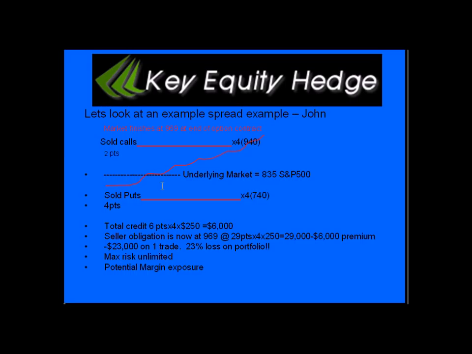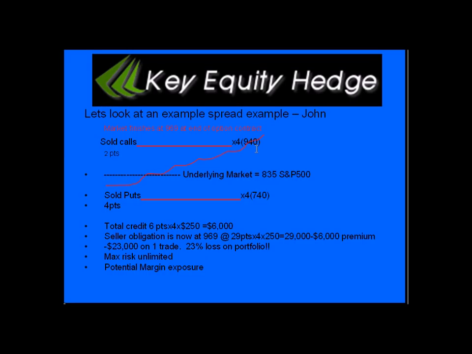So every day the market moves closer to these strike points, John's account would be coming under margin pressure, which would mean, from our previous videos, that he would be required to potentially put additional funds into his account to meet the daily margin or maintenance margin. The market rallied pretty hard and has ended up at 969.